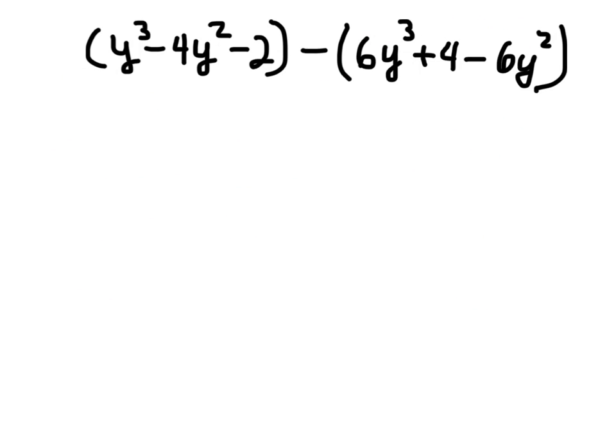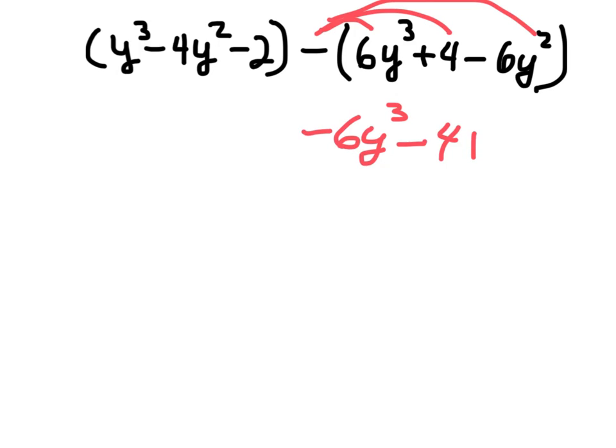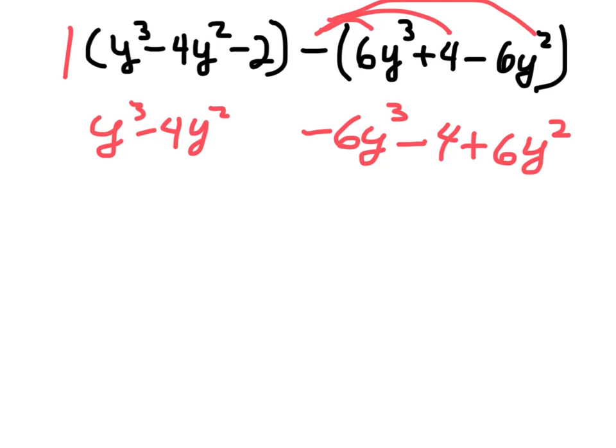In this problem, distributing the negative, I'll have negative 6y to the third minus 4 plus 6y squared. So that distributes the negative and opens up the parentheses. For the first one, the parentheses do not matter, so I'll have y to the third minus 4y squared minus 2. I'm ready to combine like terms.